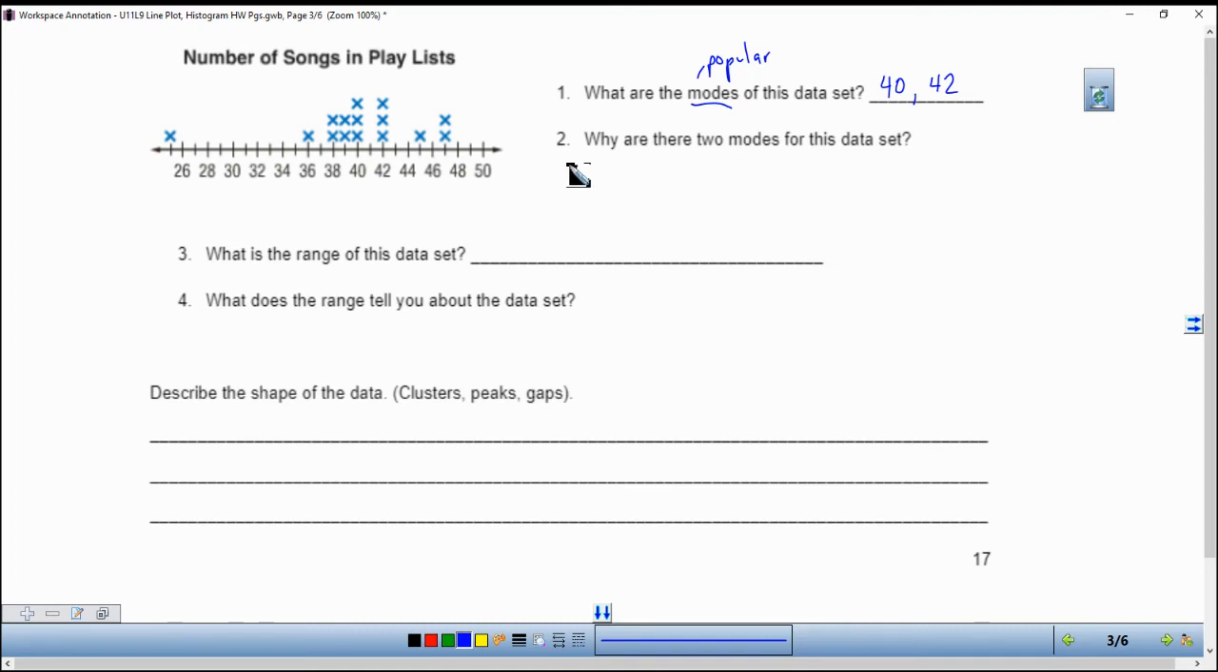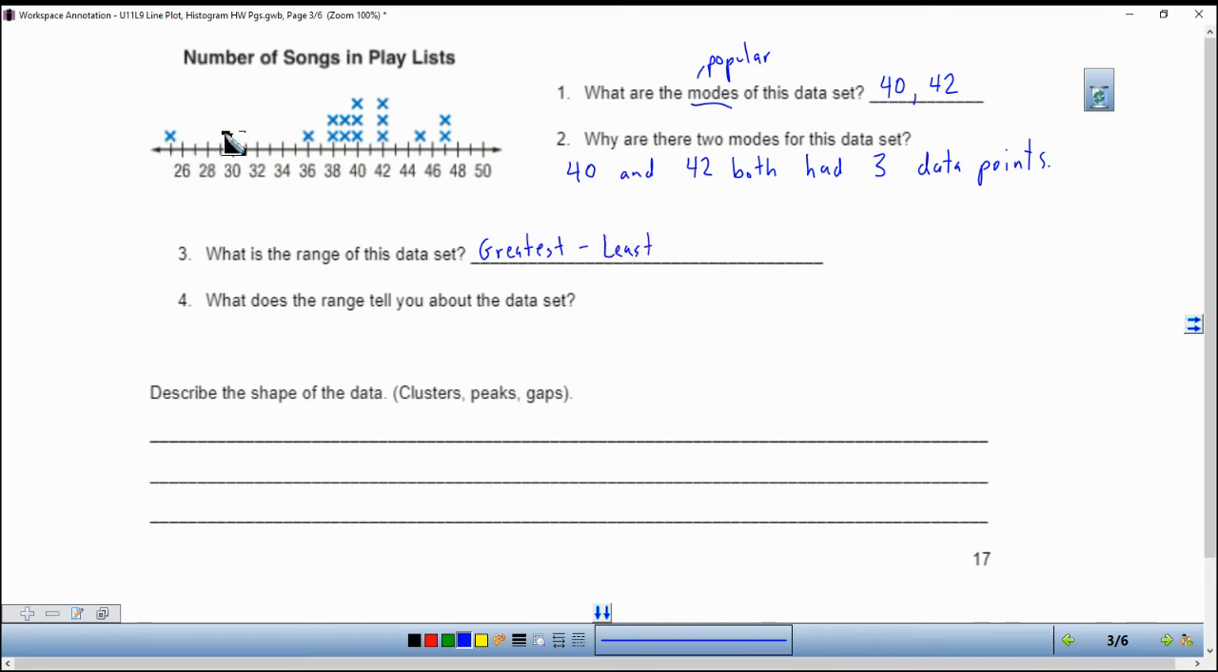Why are there two modes? Well, 40 and 42 both had 3 data points. So each one had the same number of data points, so that's why those two were the mode. What is the range? Well, the range is the greatest minus the least.